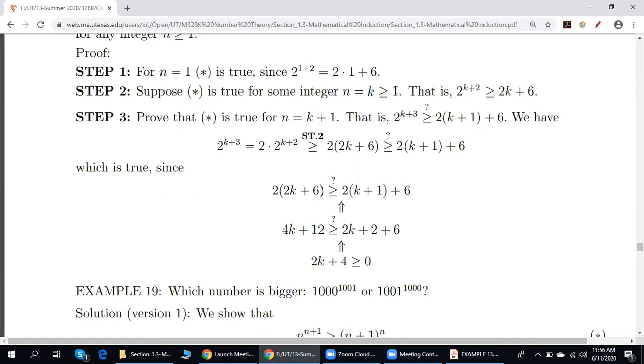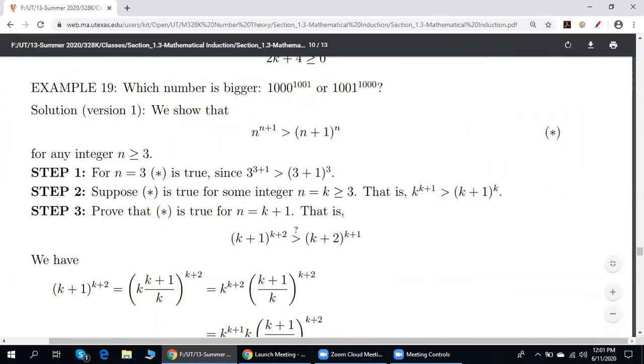Since k is greater or equal to 1, 2k plus 4 is greater or equal to 0. Question mark is gone. And this implies this, which implies this. We are done.